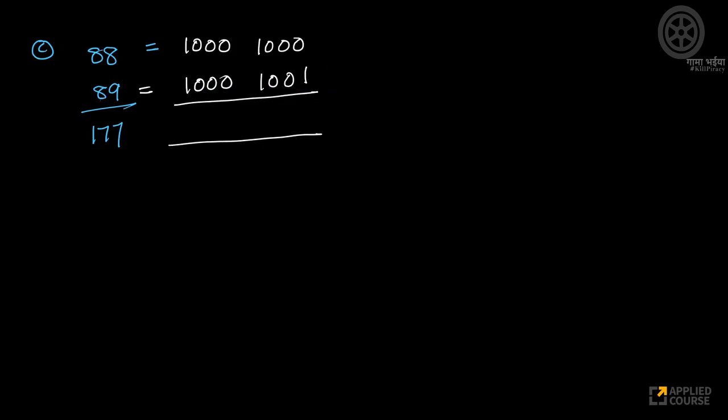88 and 89, if I want to add them, what happens? This is my 8, this is my 8, 8, 9. If I add them, what happens? 1, 0, 0, 0, there is a carry. So auxiliary carry will be set to 1. Right, so I have 1, 0, 0, 0. There is a carry here. So the carry bit is also set to 1 now. Look at this. The carry bit is also set to 1 now.